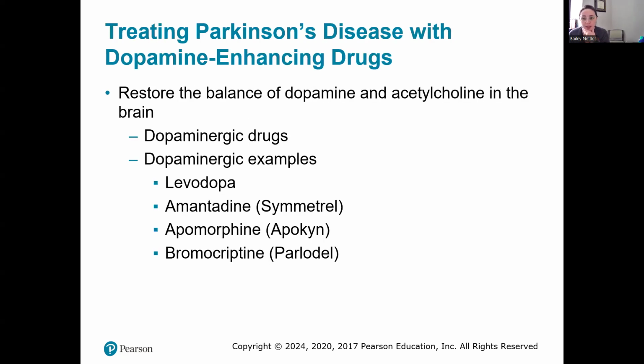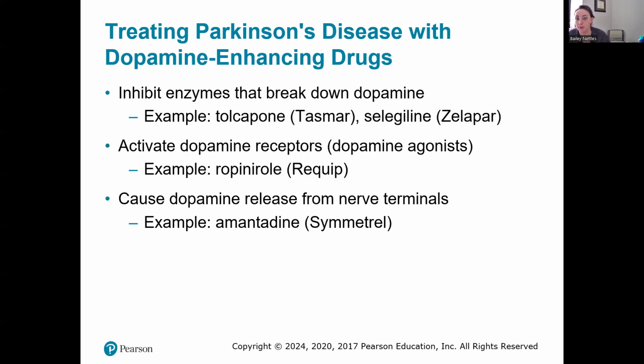A lot of medications that restore dopamine are called dopaminergic drugs. These are like levodopa, amantadine, bromocriptine. Levodopa is the most popular one. They use it all the time. There are some combos we'll talk about in a minute though.